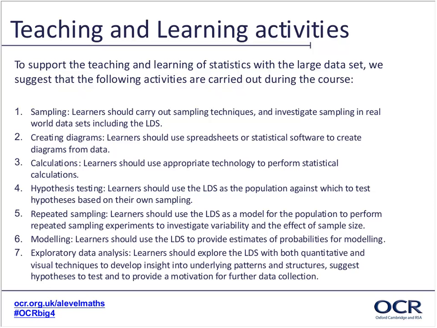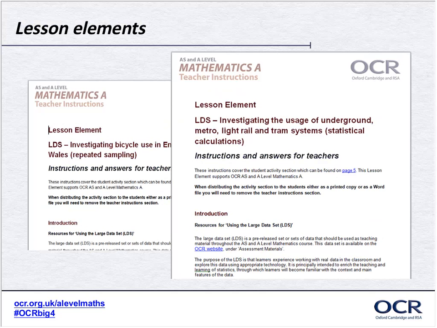Now, I'll have a look at these in groups. I'm spending a bit more time on some than others, and we'll be aiming towards the exploratory data analysis activity. So while we're here, since I mentioned classroom resources, these 2 lesson elements are available on the website already. So one of these is looking at statistical calculations, the underground metro light rail and tram systems, which does take you through some of that nitty-gritty of using the spreadsheet. And the other is a repeated sampling exercise, looking at bicycle use in England and Wales.